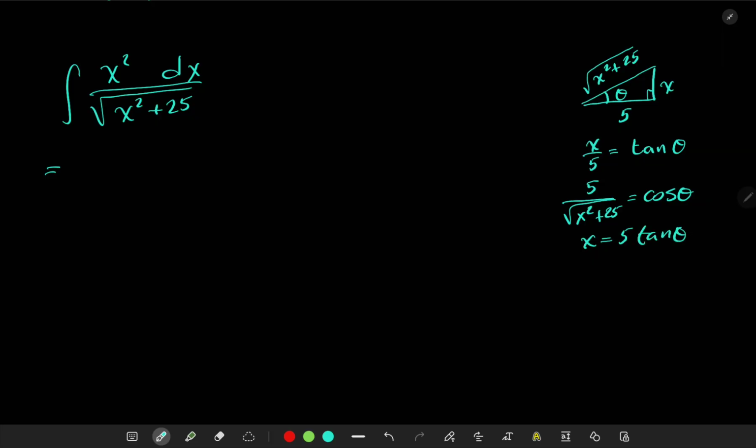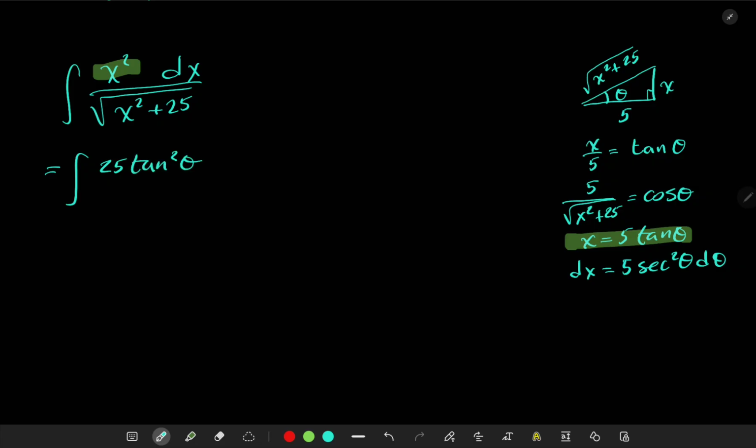I may have to turn it back to secant, but I just want to show you that you could do it that way as well. In any case, here I take my derivative, so I get secant squared d theta. And so my integral becomes, I'm going to substitute this x squared with 25 tangent squared, just squaring the 5 tangent. So 25 tangent squared of theta.